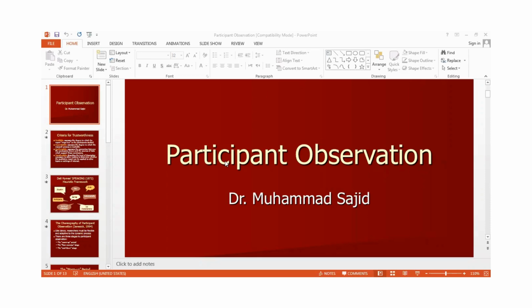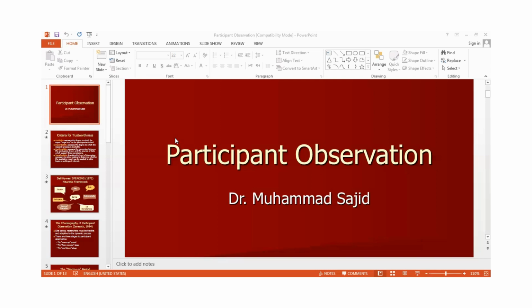Today's topic is participant observation. In research, basically there are two paradigms: one is quantitative research and the second is qualitative research. As you know, in qualitative research, different tools are used, like interviews and observation. These are the two major tools used in qualitative research.